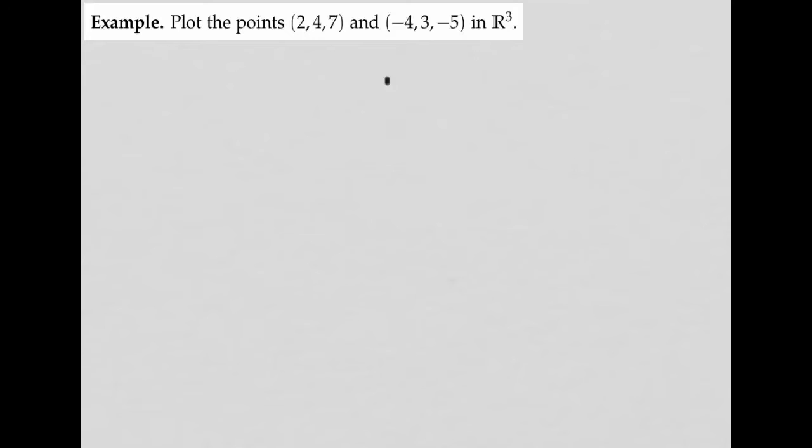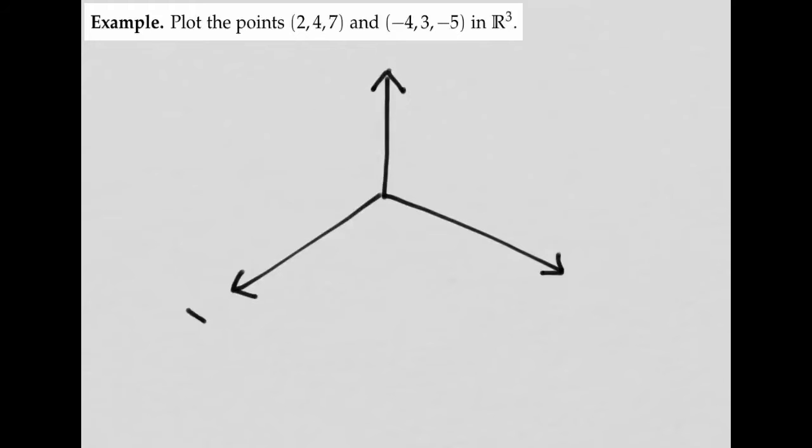So we'll draw the coordinate axes. Here's the x-axis, the y-axis, and the z-axis. The point (2, 4, 7): 2 is the x-coordinate, so we go 2 units in the direction of the positive x-axis, 1, 2. Then we go 4 units in the positive y-axis, 1, 2, 3, 4. Notice how I'm going parallel to the y-axis.